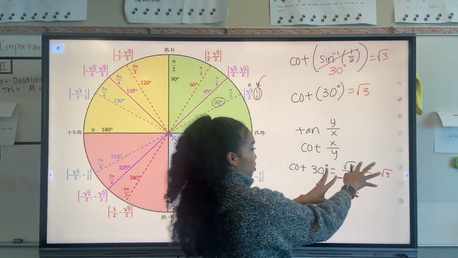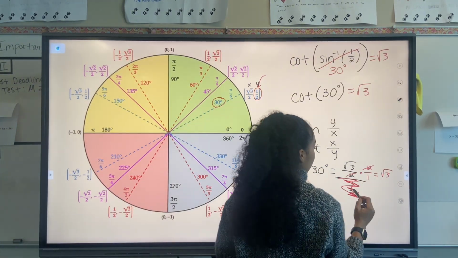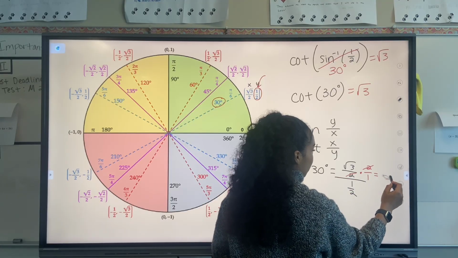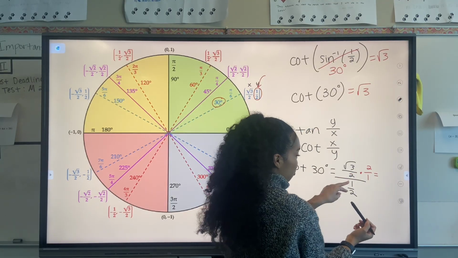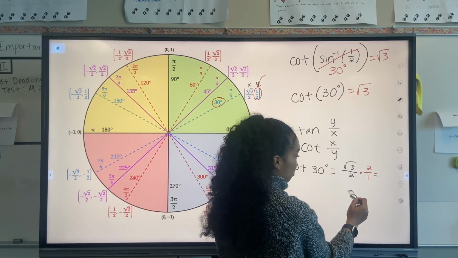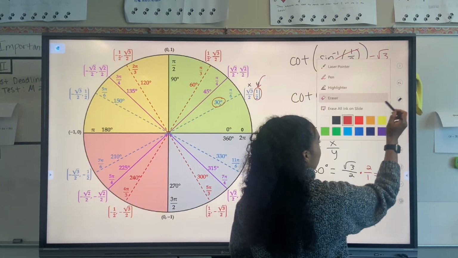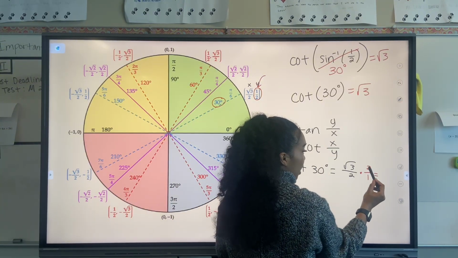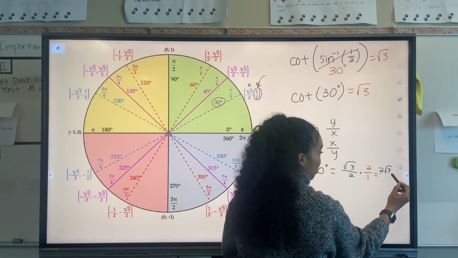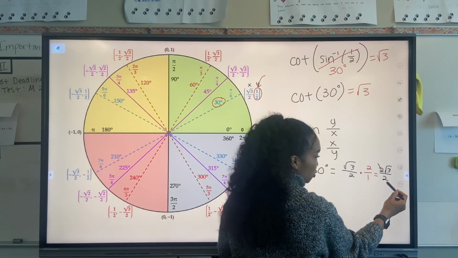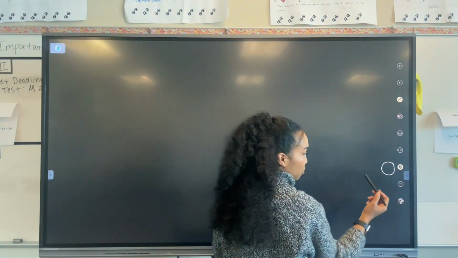And if you're not sure about the math right here, what I did was I flipped the second fraction, so it looks like this. Square root of 3 times 2 is 2 square root of 3. 2 times 1 is 2, and the 2's cancel. So you're just left with square root of 3.